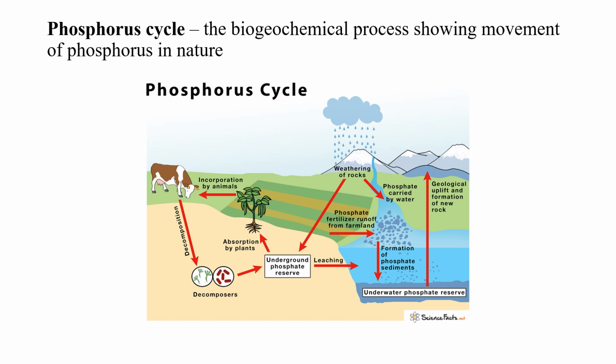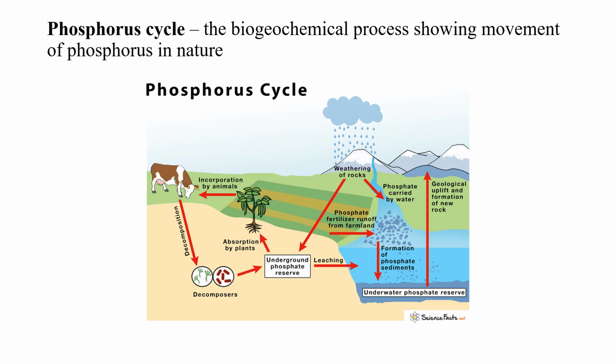So if it is present in the soil, plants will absorb this phosphorus in the form of phosphate, and animals feed on these plants, so the phosphorus moves into the animals. When animals pass their waste products or they die, decay takes place by the decomposers, and you have the phosphorus returning back into the soil. And as it returns back into the soil, plants pick it up again.